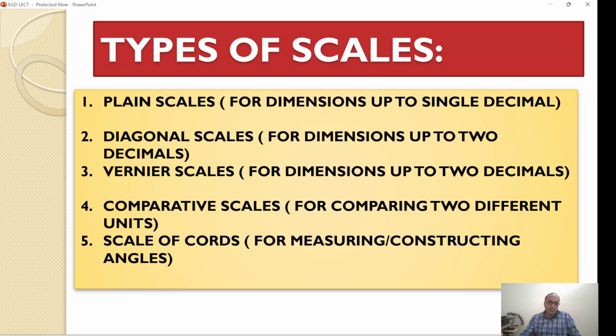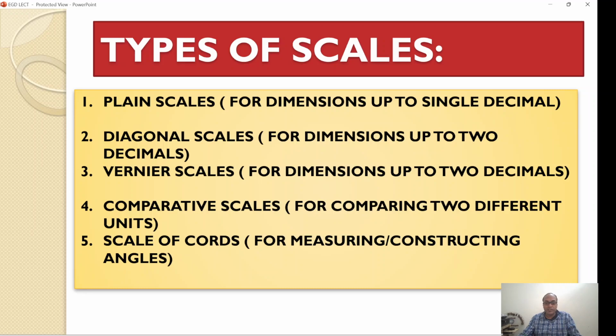Okay. The second scale is the diagonal scale. A diagonal scale is used to measure up to 2 decimal places or 3 subsequent units like millimeter, centimeter, decimeter, okay, or decameter, hectometer, kilometer.